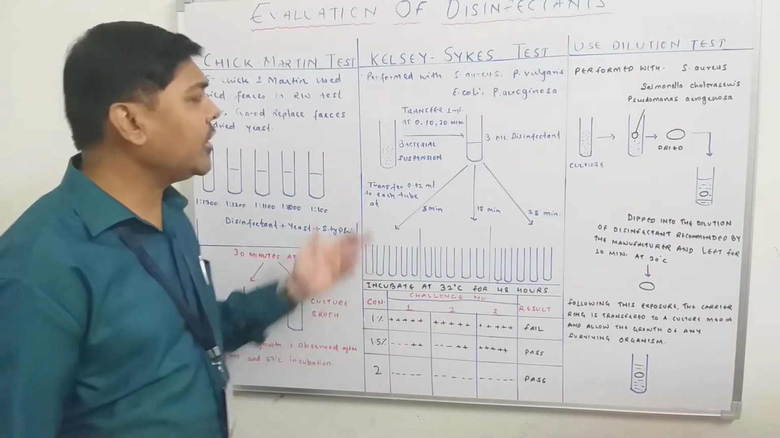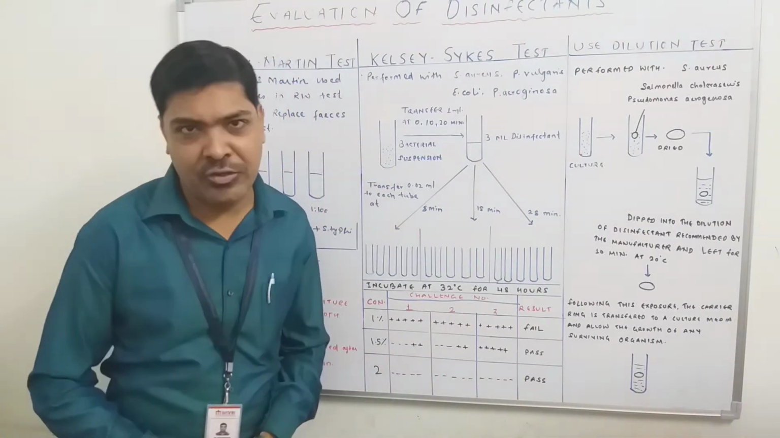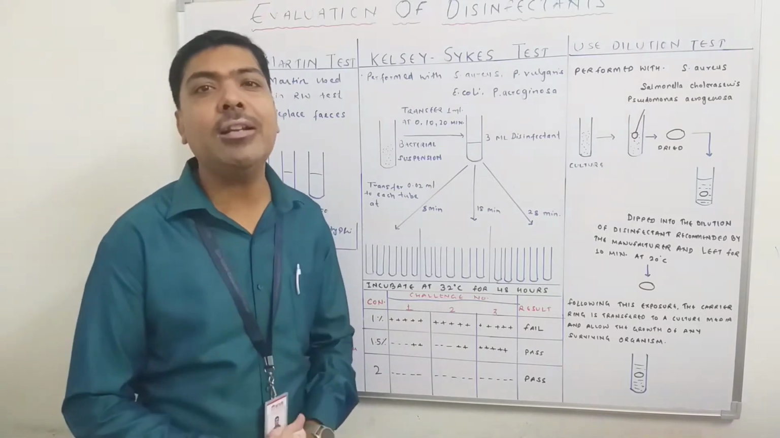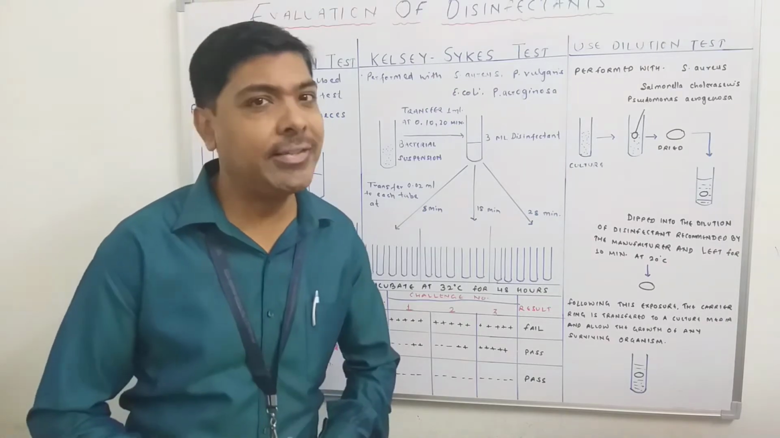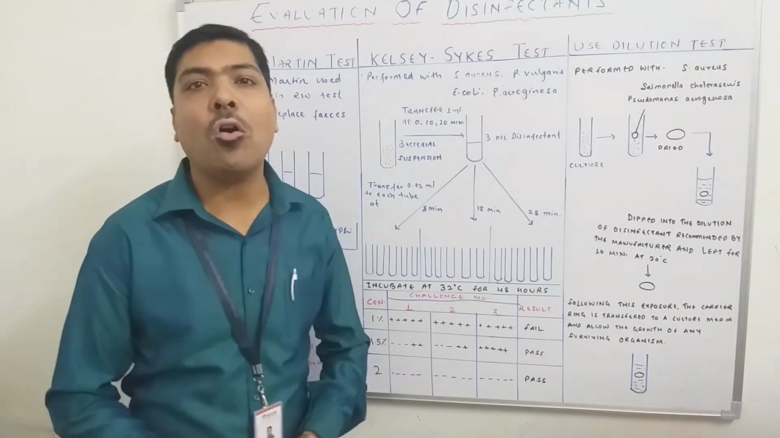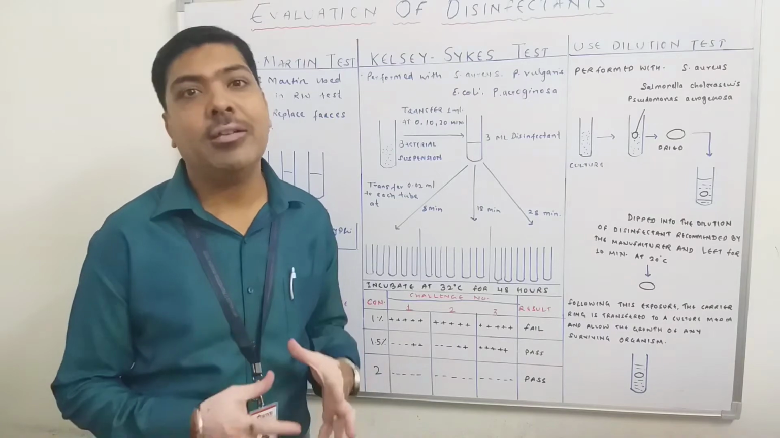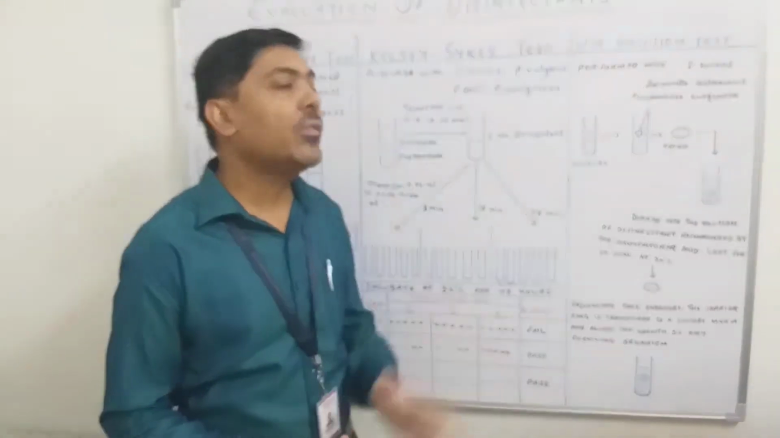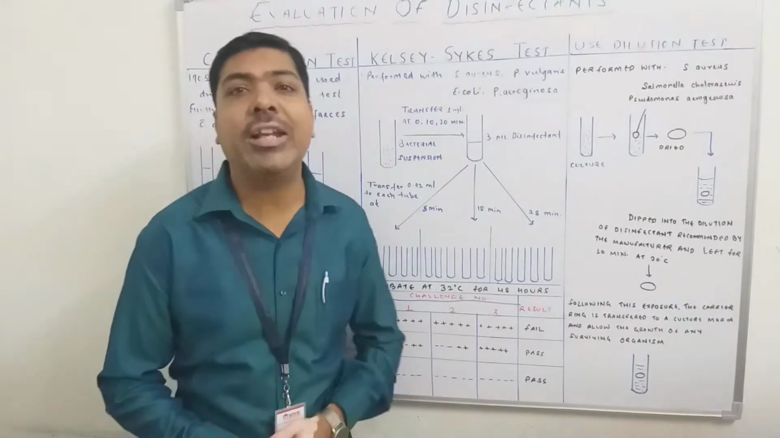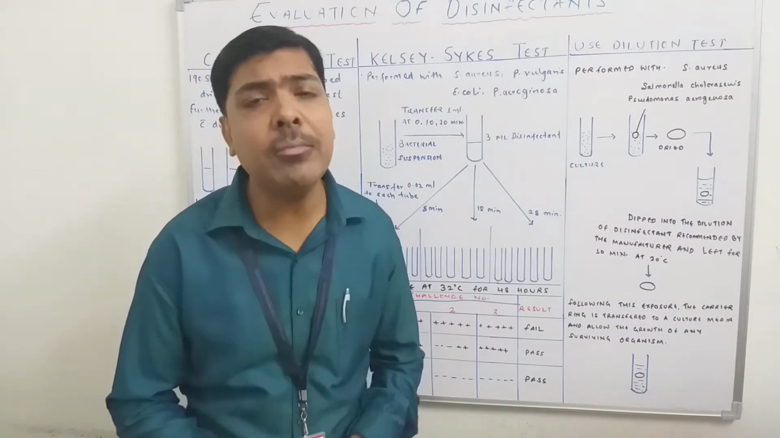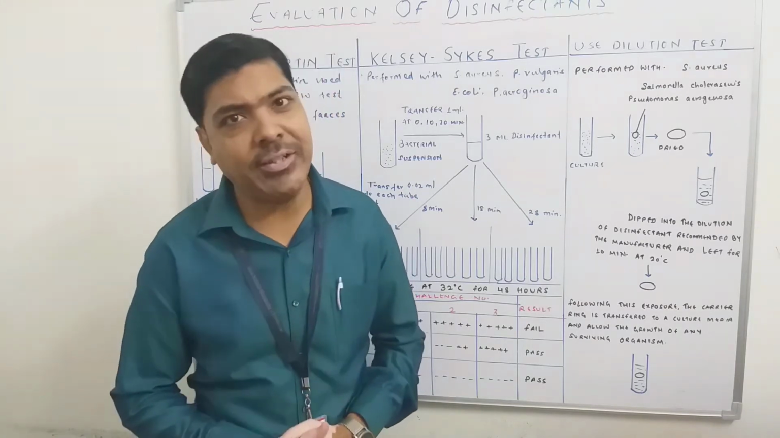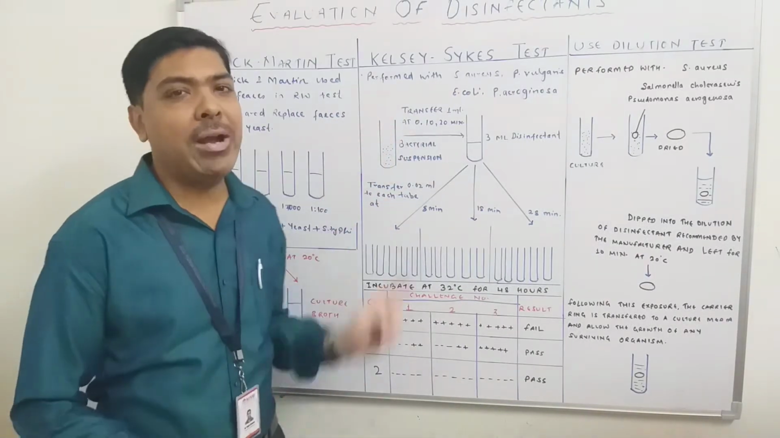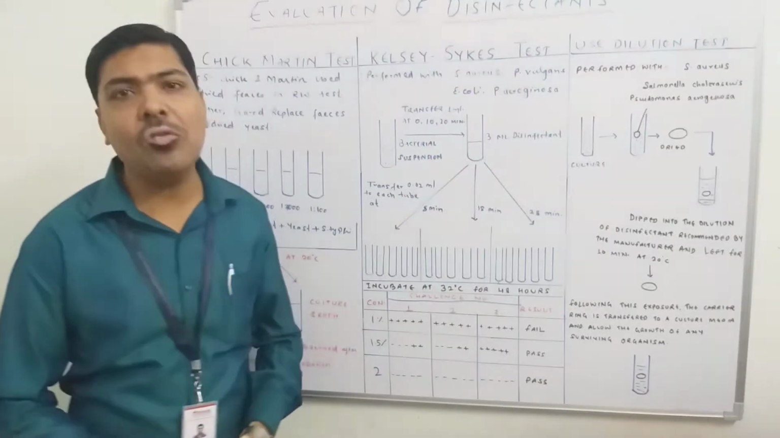So in the first tube we have taken the bacterial suspension. For performing the capacity test, the first thing that we need is the bacterial suspension, and for performing this Kelsey-Sykes test, different microorganisms are recommended. For the KS test, we have to use S. aureus or E. coli and Pseudomonas aeruginosa and P. vulgaris. These are the different microorganisms that have to be tested for the capacity of a particular disinfectant. So in the first step, we have to take the bacterial suspension of any of these microorganisms.